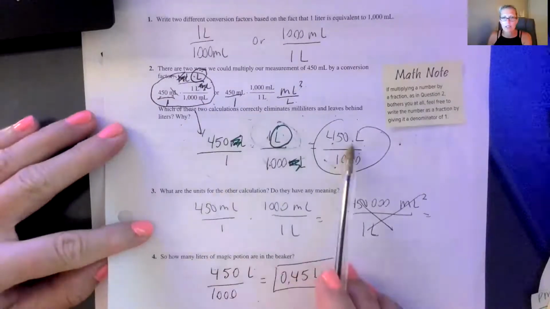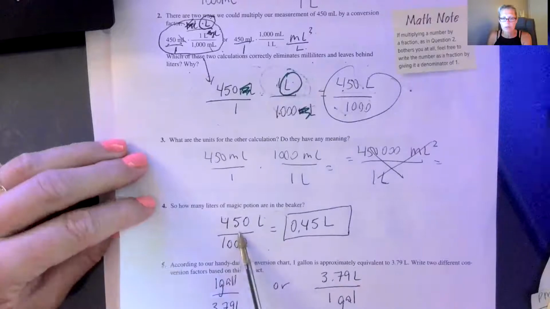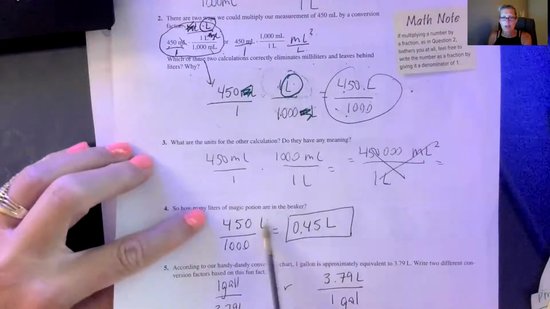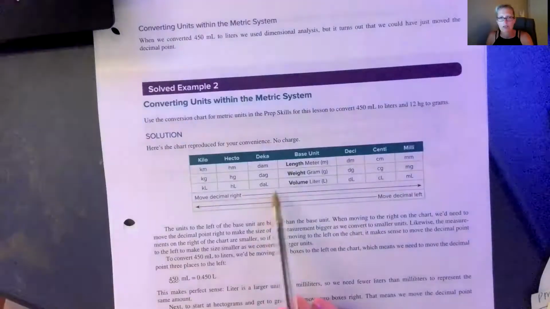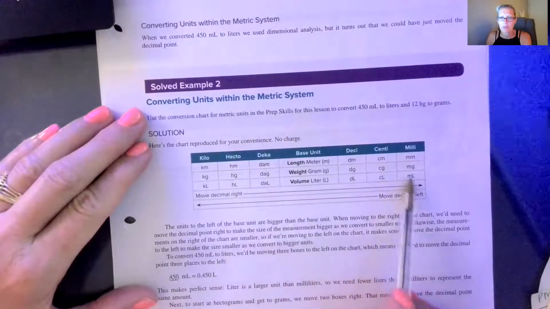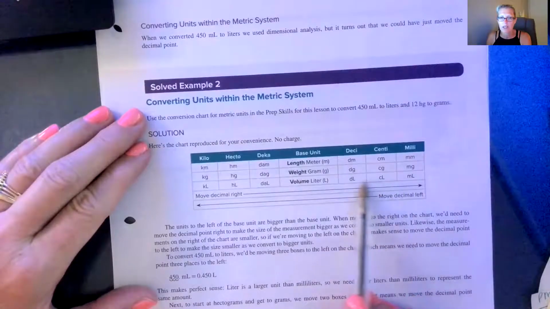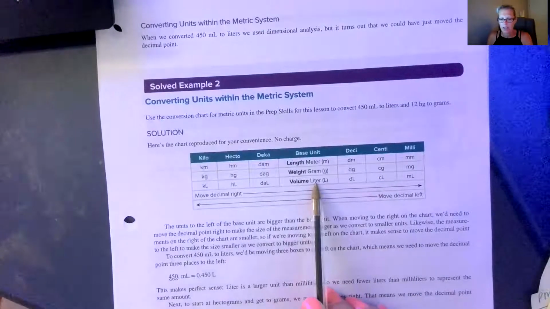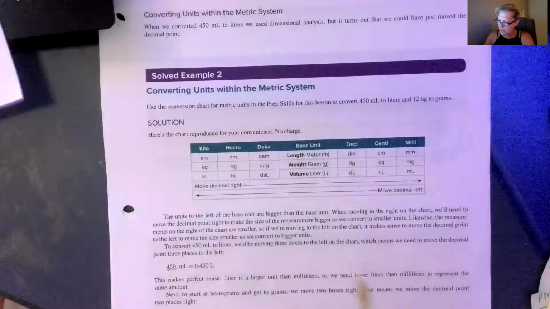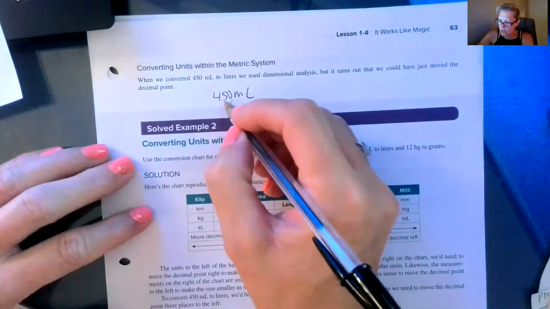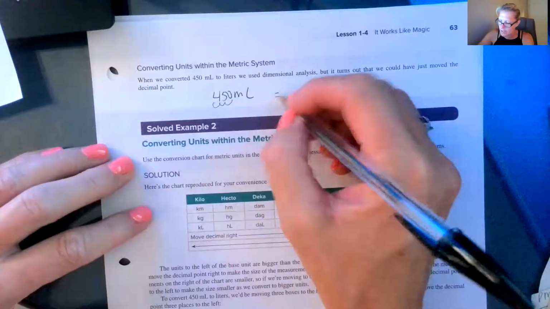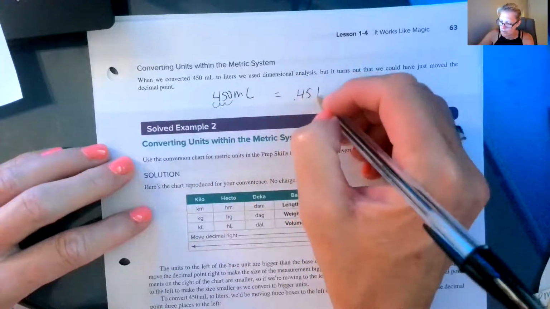When we moved this 450 milliliters to liters right here, we could have just moved the decimal point. If we started with milliliters and moved to liters, we're going to move our decimal point 3 places to the left. That would be 450 milliliters, and we go 1, 2, 3, which is the same as 0.45 liters.